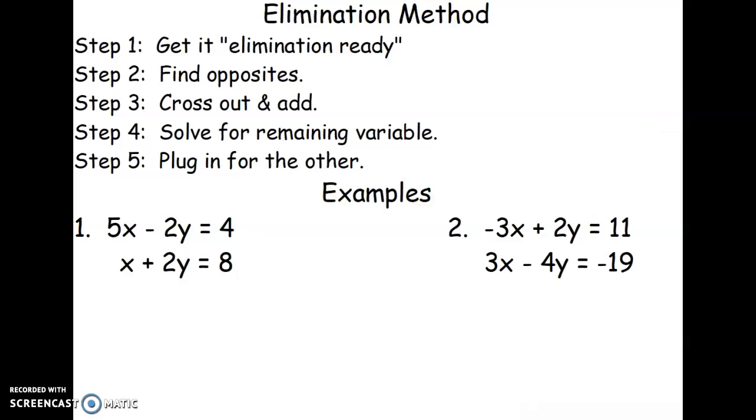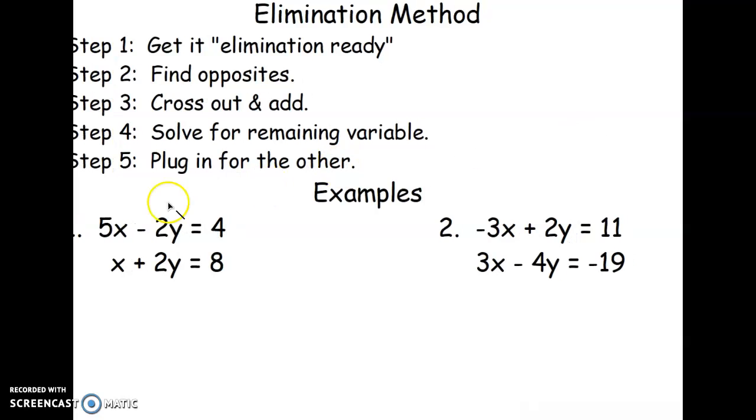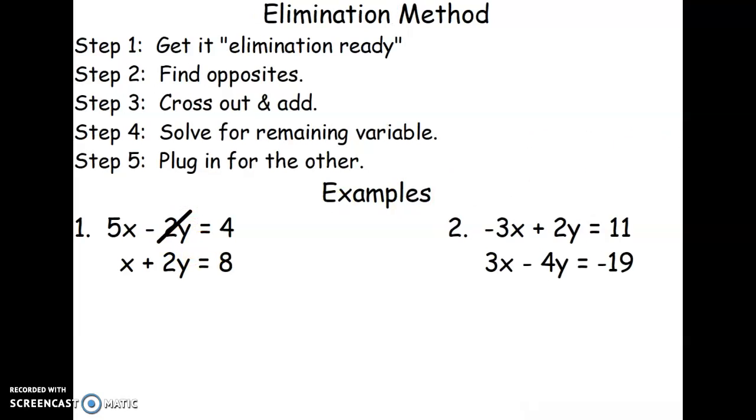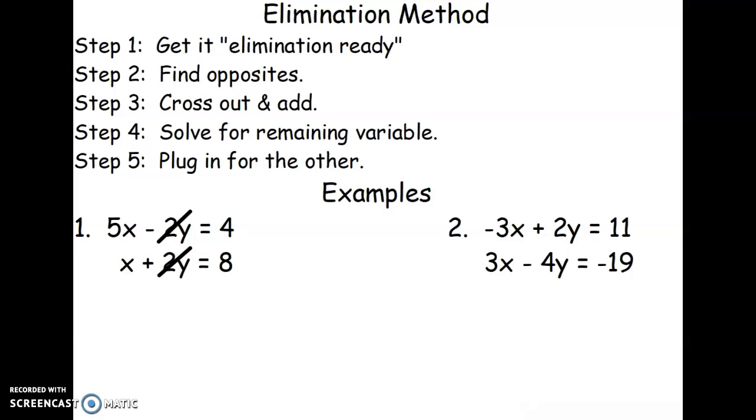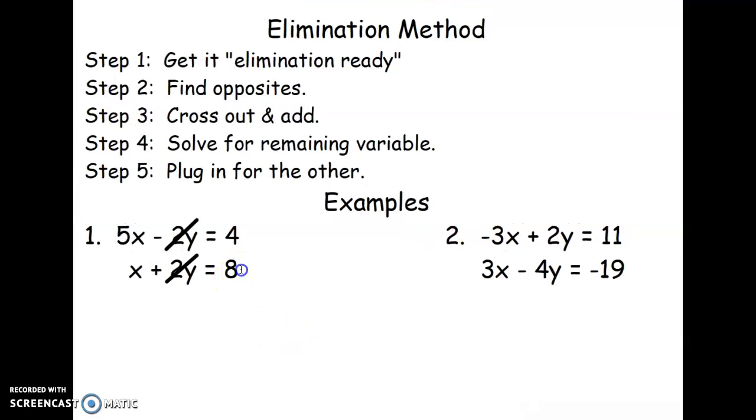So what I want to do now, I found my opposites. I'm going to cross them out and get ready to add. So here is me taking my opposites from number 1 and crossing them out. Cross out both of the opposites because they cancel each other out. I have eliminated them, hence elimination method. Now that I've eliminated them, I'm ready to add, because after you cross out, the next step is to add.